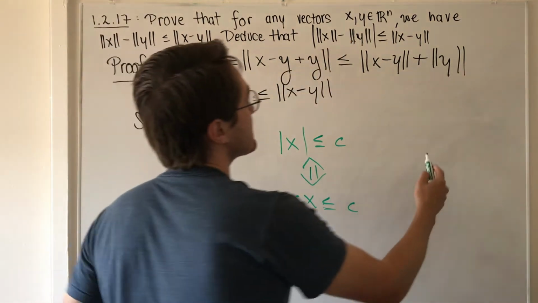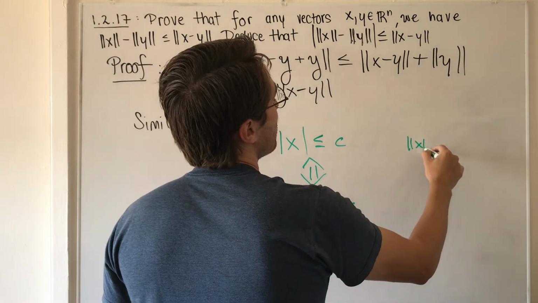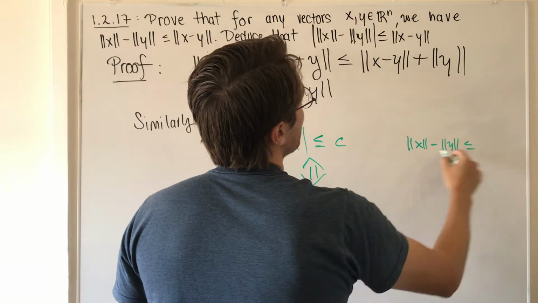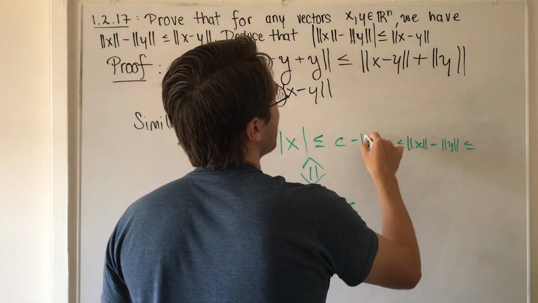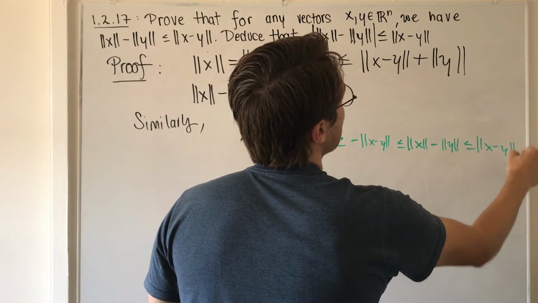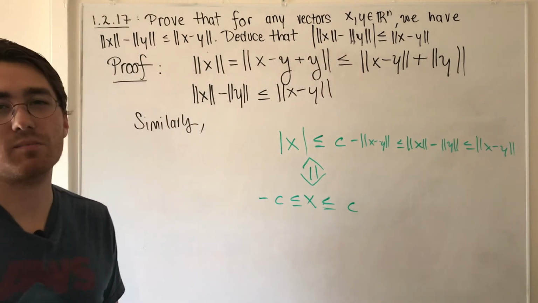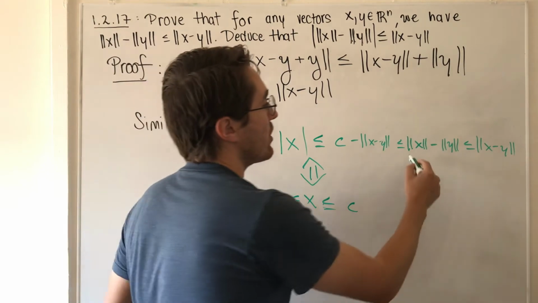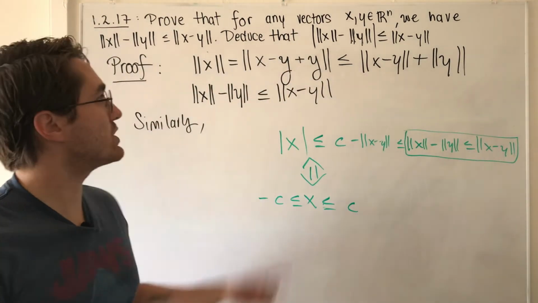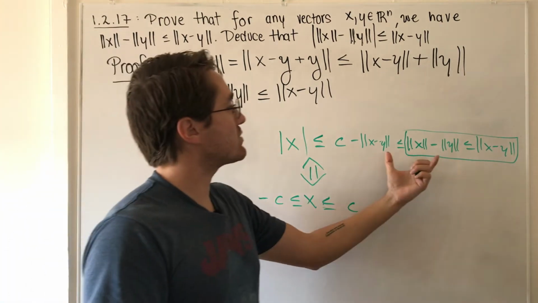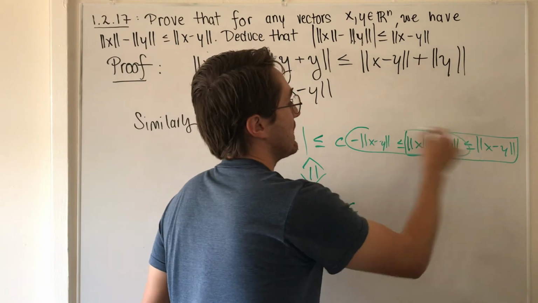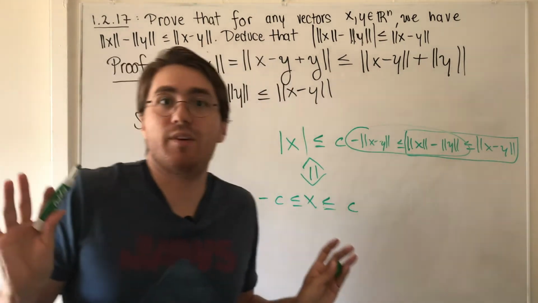So what this is really saying is that the norm of x minus the norm of y should be between the norm of x minus y and the negative of the norm of x minus y. So if you notice, we've got this part already. That's what we just showed. What we want to show is this part right here. If I can show this, then I'm done. Then we're finished.